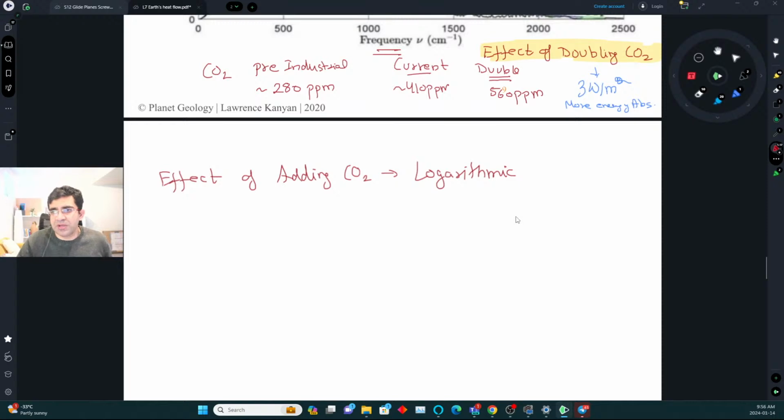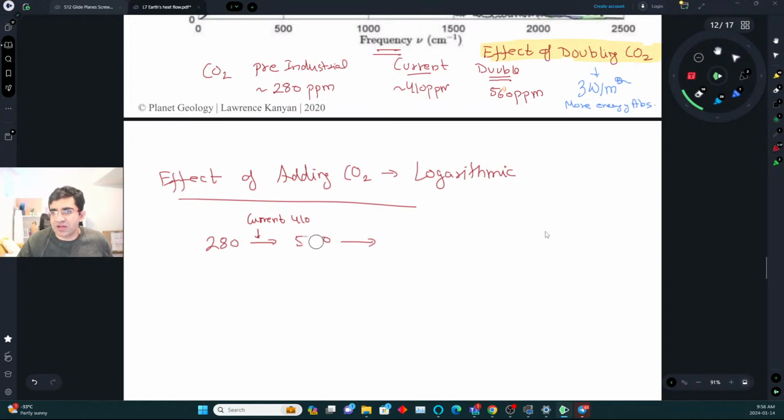What do you mean by logarithmic? It means that to produce the same effect, you have to double the CO2. For example, you go from 280 to 550. The current level, where we have not yet doubled the CO2, is 410. What will be double of that? What will be double of 550 or 560? 1100. Let's say 560 over here.